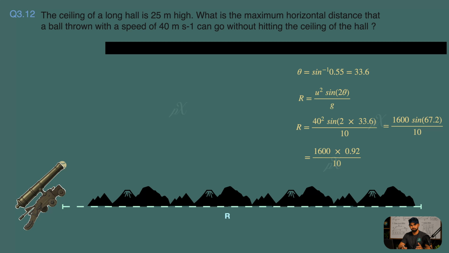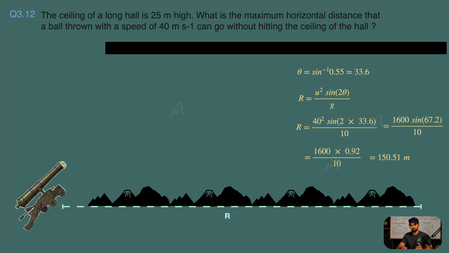So, the horizontal distance becomes 150.5 meters. And that's our final answer. So the maximum horizontal distance that the ball can travel without hitting the ceiling is 150.5 meters. Now, before we wrap up, let me tell you something interesting.